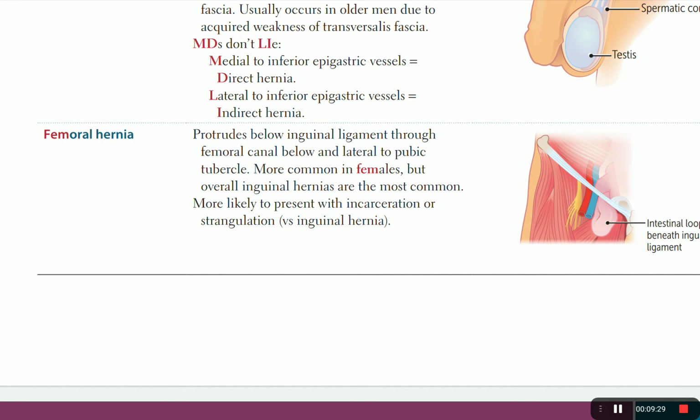More likely to present with incarceration or strangulation. So the 2 important complications for hernias mostly appear with the femoral hernia, but fortunately the femoral hernia is not as common as the inguinal hernias.